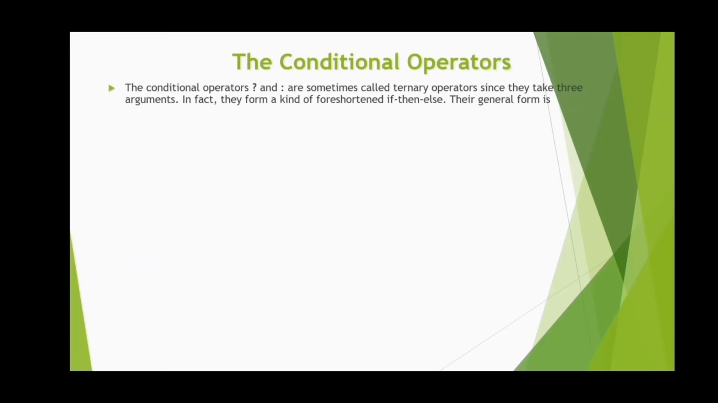So the conditional operators, denoted by a question mark and a colon, are sometimes called ternary operators, since they take three arguments. In fact, they form a kind of shorthand for if-then-else. Here is the syntax of the conditional operator: expression 1, then question mark, expression 2, then colon, then expression 3.